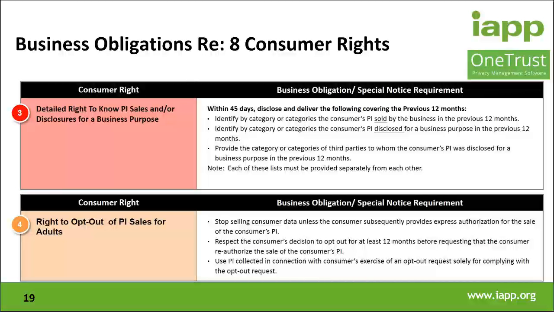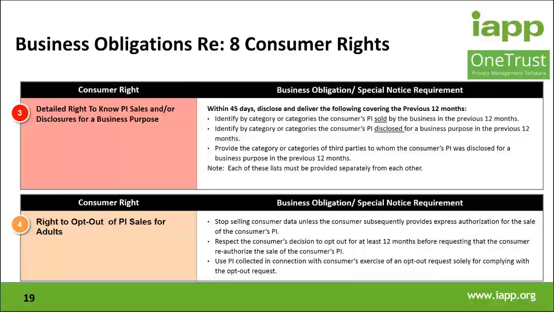Within 45 days, the company needs to identify the category or categories of consumers' PI that's actually sold by the business, and also the categories of PI that are disclosed for a business purpose. And they need to be provided in 2 separate lists, and there's specific requirements about the format of how that information is disclosed.